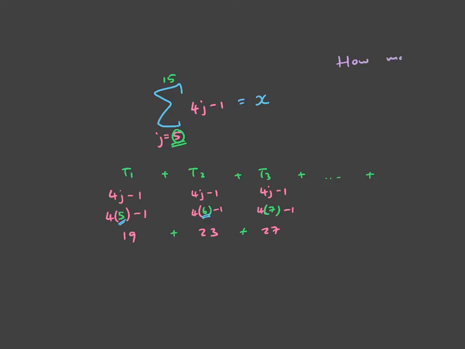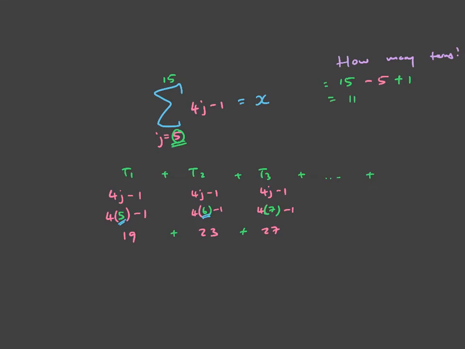An easy way to find how many terms there are: you take the top counter, the 15, minus the bottom counter, the 5. And then you add 1 to it. So that is equal to 15 minus 5 is 10, 10 plus 1 is 11.